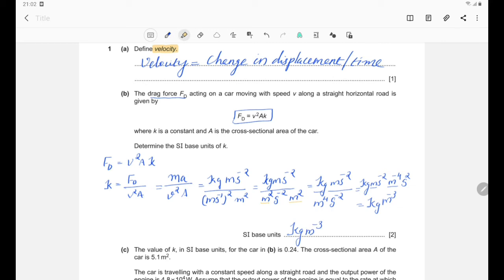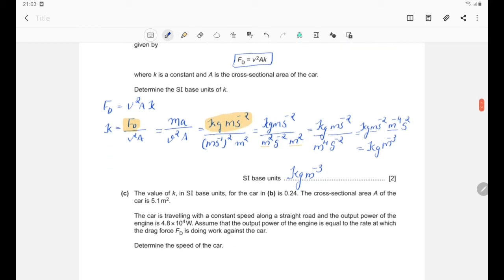Even if your final answer is wrong, if you have identified that Fd, the drag force, is simply force, that is ma, so that if you write that force is kg m s^-2, you will score 1 mark.